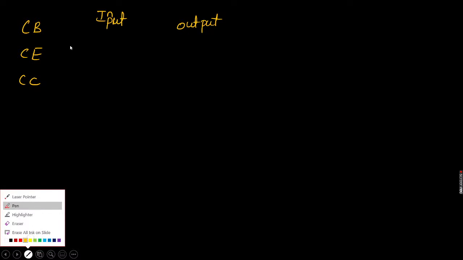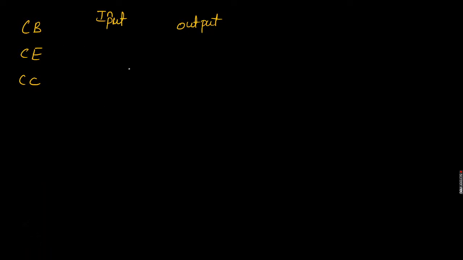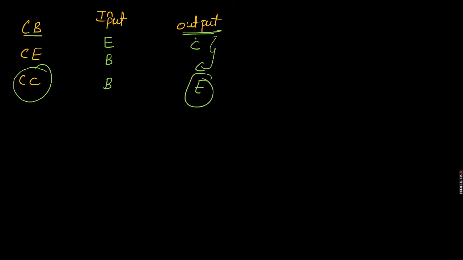Can you please tell me what is the input in the case of common base configuration? In common base configuration, the emitter is the input and the collector is the output. Am I right, sir? Yes. In common emitter configuration, the base will be the input and the collector is the output. In common collector configuration, the base will be the input and the emitter will be the output. So you can just remember it like this. In the common collector case only, the emitter becomes the output. In all the remaining cases, who is the output? The collector is the output.